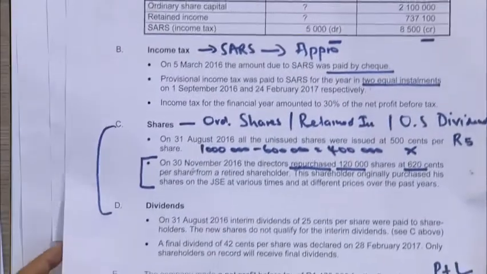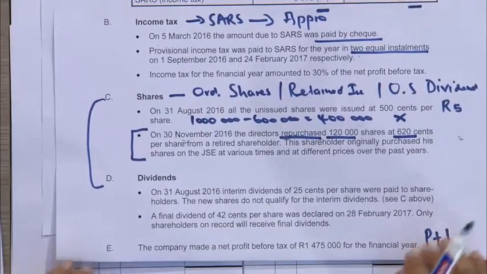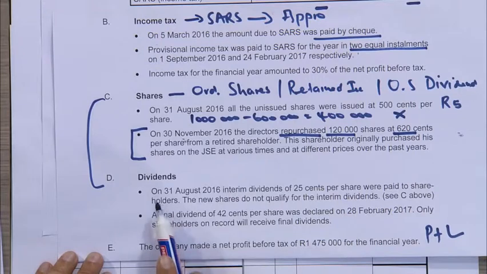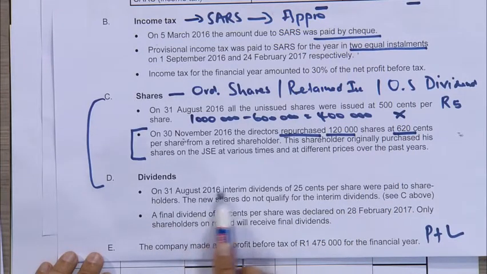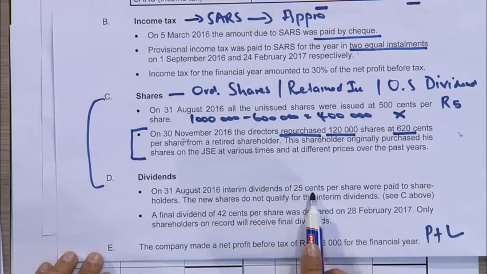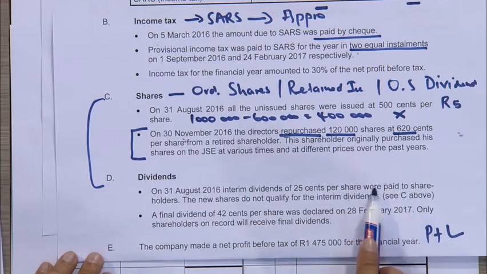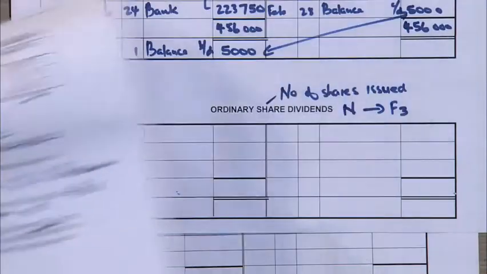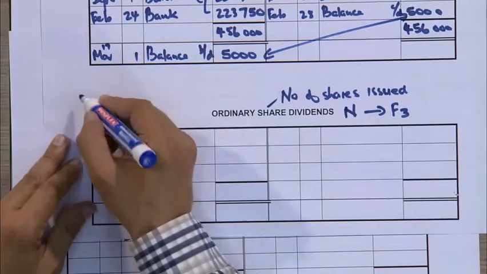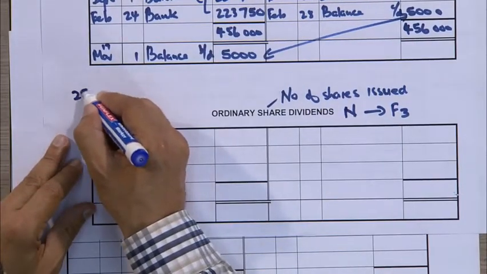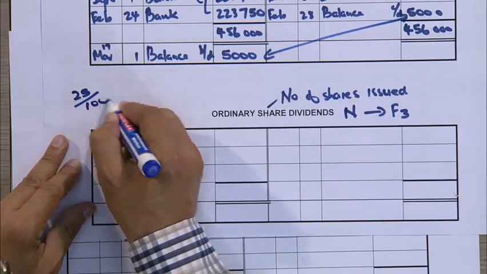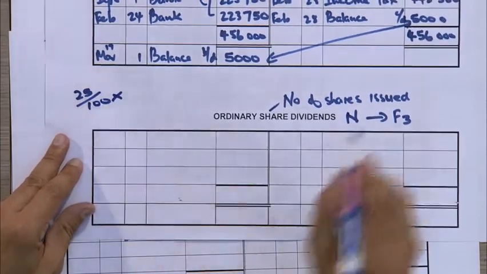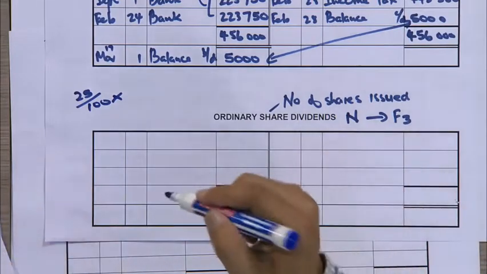Okay, so the information talks about dividends. But it says on the 31st of August, an interim dividend of 25 cents per share was paid to the shareholders. So in other words, we're paying 25 cents per share. So 25 cents per share is 25 over 100 times the number of shares at the particular time.